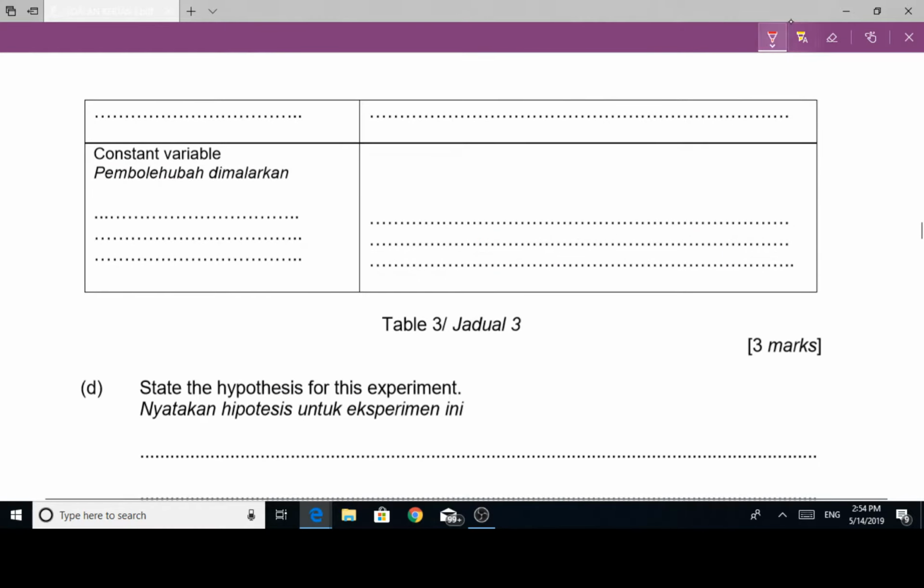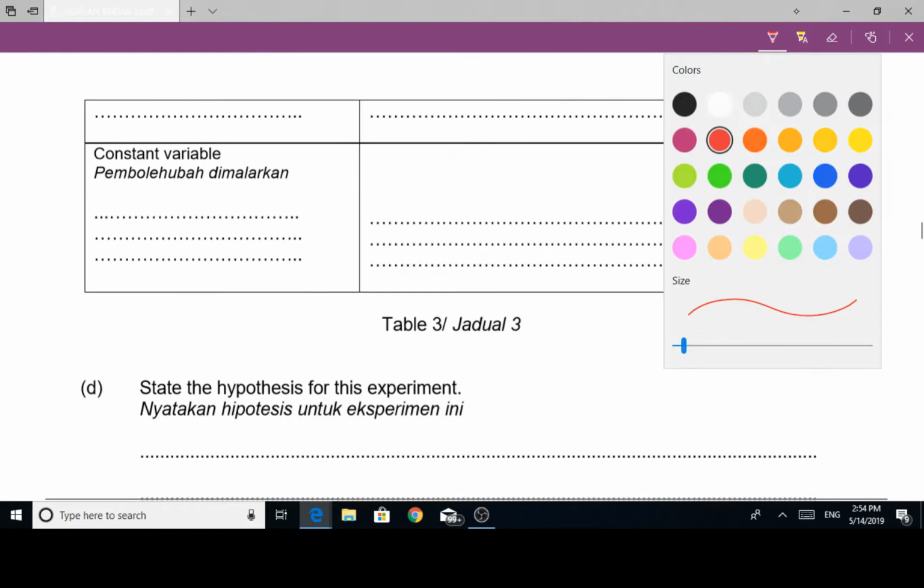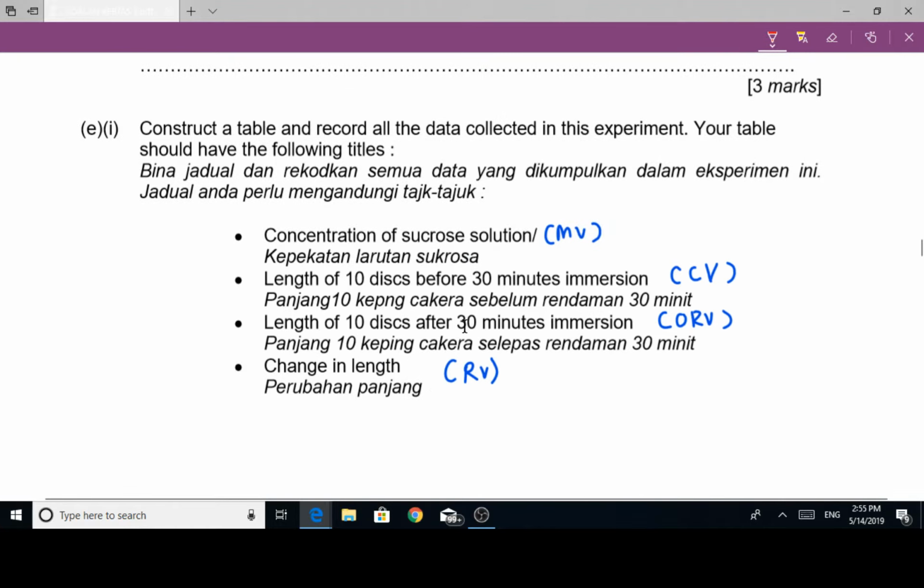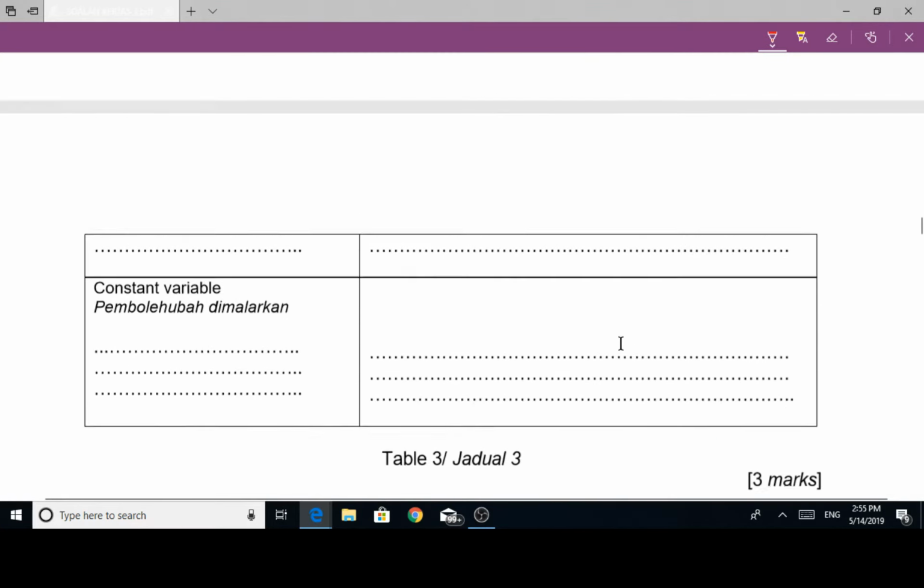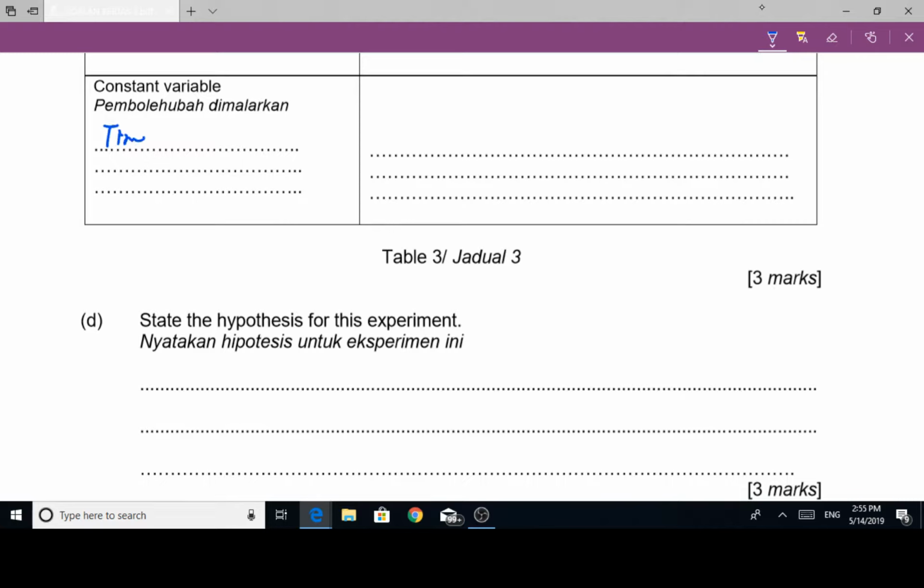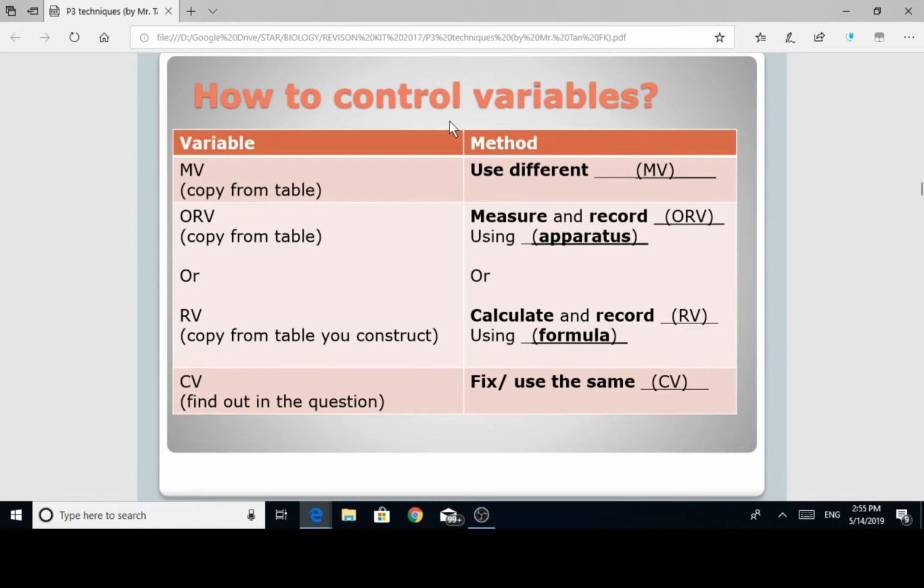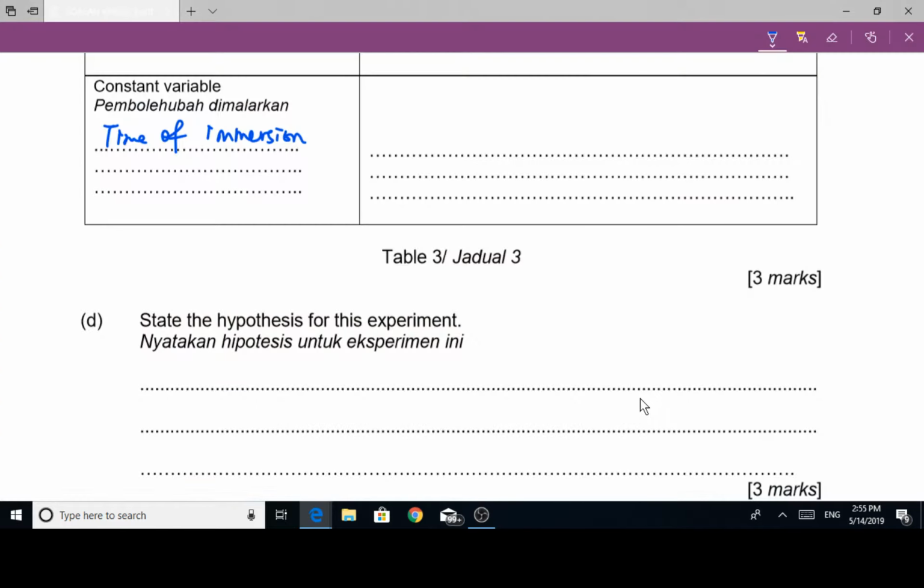Now last one, let's look at the constant variable. Where's my CV? As mentioned in the text before, we try to look for things with fixed figures. Now, for example, here would be the immersion period or the time of immersion. So how to control it? Now we say fix or use the same. So fix the time of immersion and then state an example. Okay, at 30 minutes.